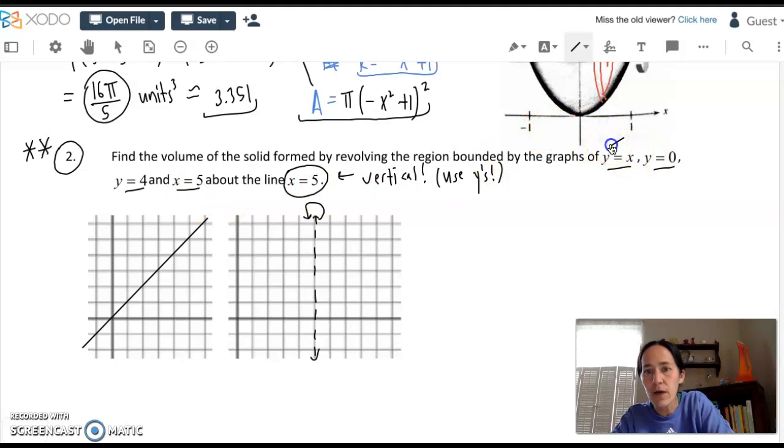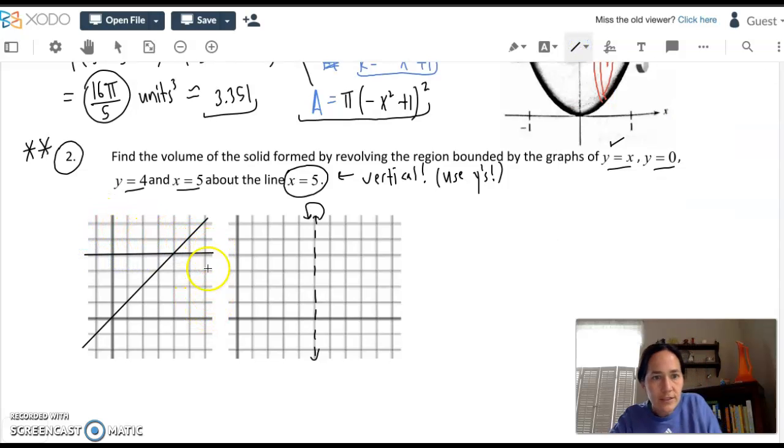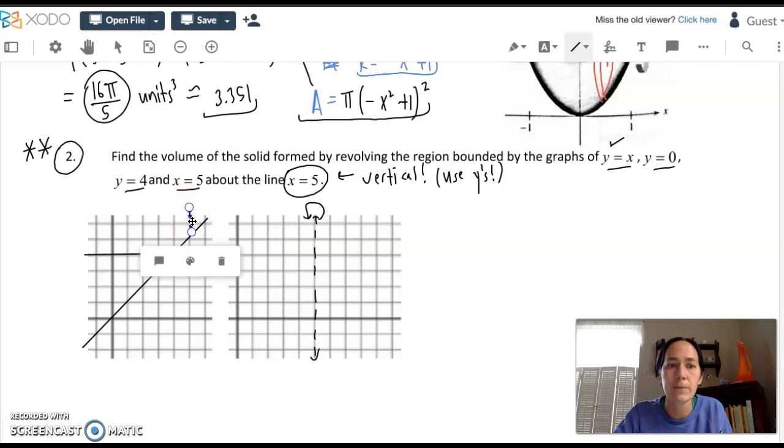Y equals 0, I don't have to really worry about, because the x-axis and y-axis are already drawn for us. So now I have to make sure that I'm good with sketching y equals 4 and x equals 5. So y equals 4, maybe I'll do the same thing with the line tool. And y equals 4 is up here, and x equals 5 is over here. We've just made ourselves a trapezoid.